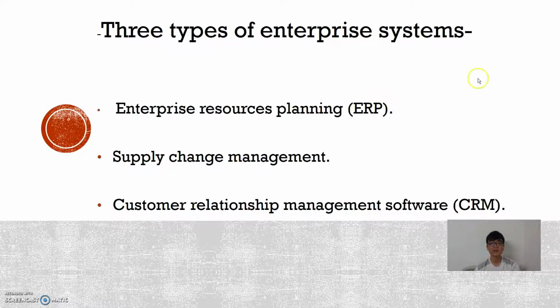And there are three types of enterprise system. The first one is enterprise resource planning, ERP. The second one, supply chain management. And the third one, customer relationship management software, CRM.